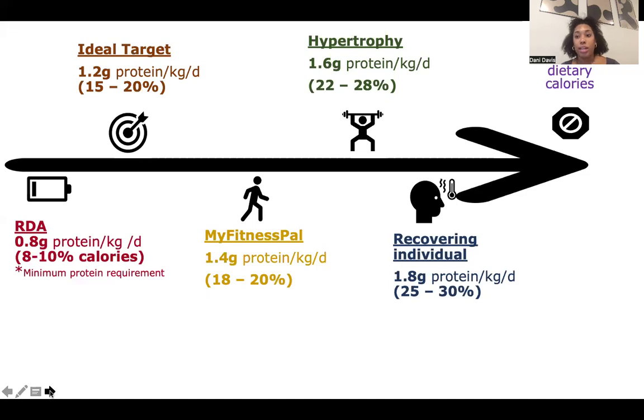So here's our chart again. And now we also have that max limit. So 35% of our daily calories coming from protein.